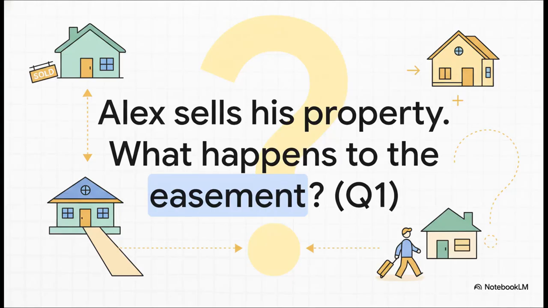Picture this. Alex has a property with a special right attached to it called an easement appurtenant. Now he decides to sell the place. What happens to that right? Does it just vanish? Does he pack it up and take it with him? What's your gut feeling on this?